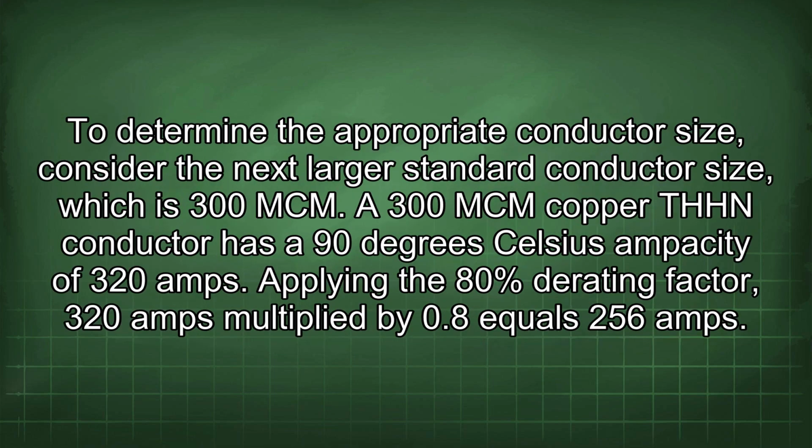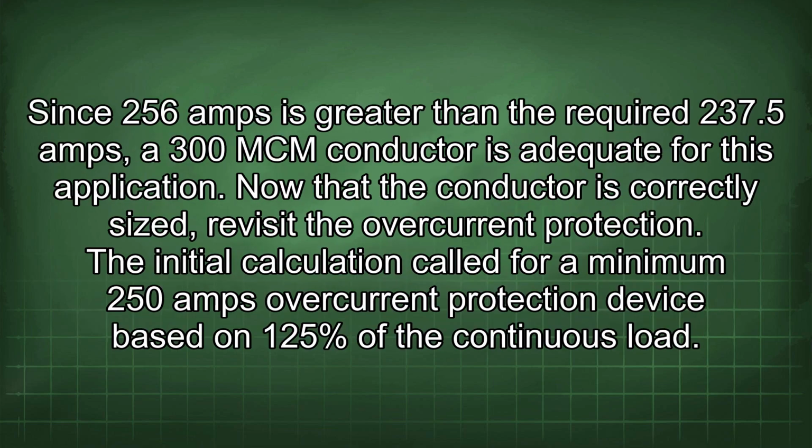To determine the appropriate conductor size, consider the next largest standard conductor size, which is 300 mcm. A 300 mcm copper THHN conductor has a 90°C ampacity of 320 amps. Applying the 80% derating factor, 320 amps multiplied by 0.8 equals 256 amps. Since 256 amps is greater than the required 237.5 amps, a 300 mcm conductor is adequate for this application.